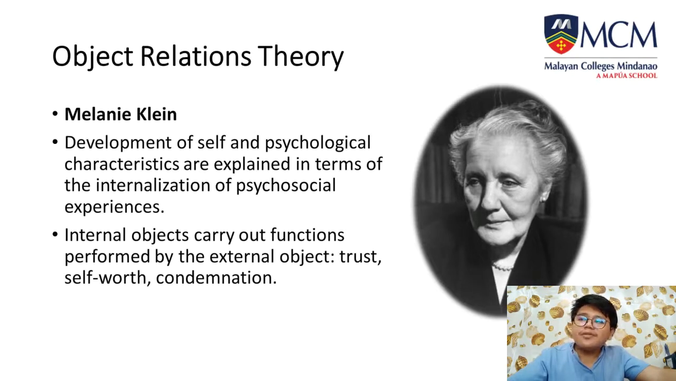Next, the object relations theory of Melanie Klein. So Melanie Klein proposed that the development of self and psychological characteristics are explained in terms of the internalization of psychosocial experiences. And also, internal objects carry out functions performed by the external objects: trust, self-worth, and condemnation. So here comes the good breast and bad breast. How we relate ourselves to an object, how we really interact with that object, and that's how we express our own psychological characteristics.